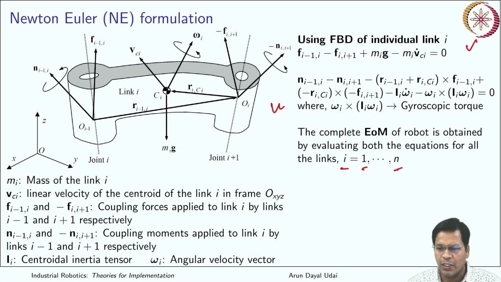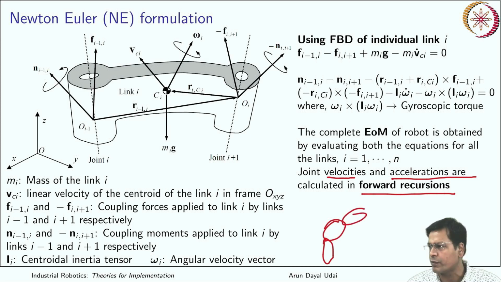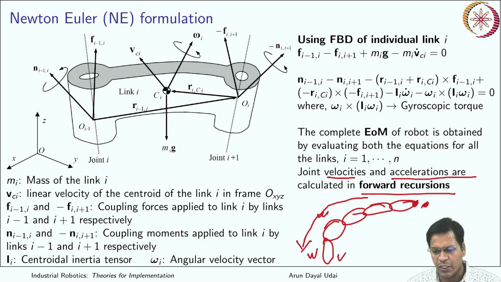So for all the links, you write these two vector equations, and you can do it in a forward and backward manner. So in the forward recursion, you calculate velocities and accelerations. That means if your serial chain looks like this, you have links which are connected like this. So any velocity over here is going to affect the tip velocity. Velocity over here will also affect this. So this is actually affected by any of the velocities which come prior to this. So you have to move forward. Okay, you have to move forward from here to here.